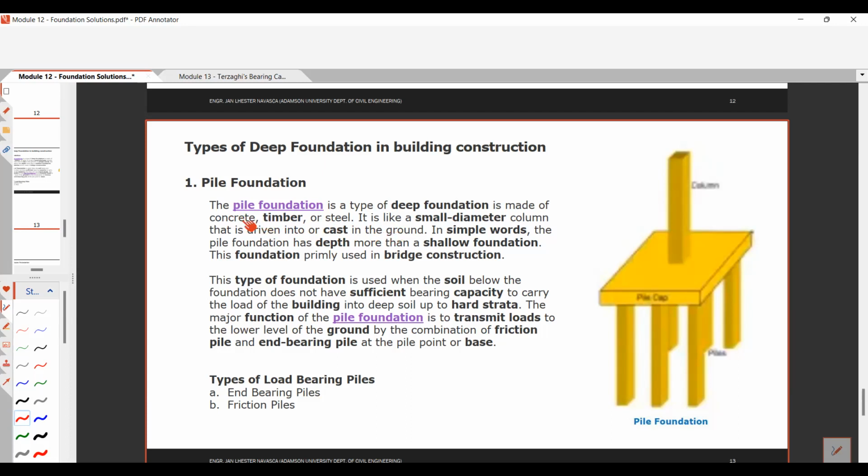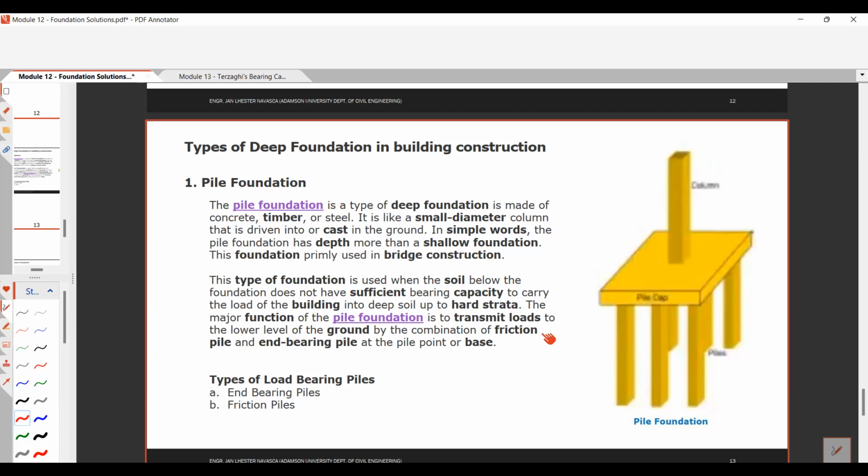So pwede natin gawin, i-driven siya or pwede siyang i-cast in the ground. So driven, ito yung nakikita nyo na pinapalo. Okay? So hinahammer yung pile para mag-drive into the soil. And there are also pile foundation na kinakast na siya sa ground. So ibig sabihin maglalagay ng casing doon sa soil, then magpo-pour ng concrete, nandoon na yung foundation na yan. So hindi siya driven.